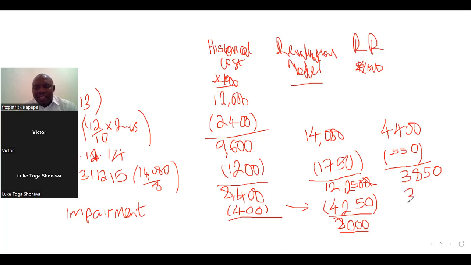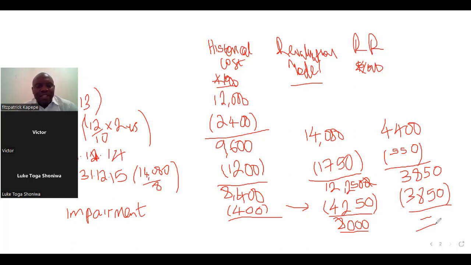3,850. That's all. So yes, it will be like this, meaning that there's nothing that will go into the revaluation reserve. This is how it will fit. You have seen, right? So the double entry there is known.